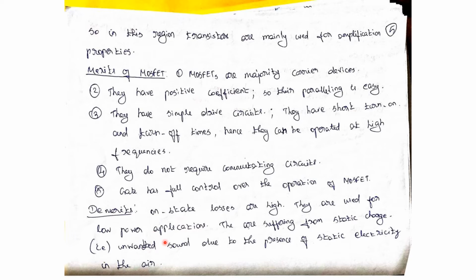Then demerits: on-state losses are very high in MOSFET. They are used for low power applications. They suffer from static charge. Static charge means unwanted sound we will get. That unwanted sound is created due to the presence of electric charge in the atmosphere. Sometimes on the surface of the metal, the electric static charge will be there in the atmosphere. So that will create sound.